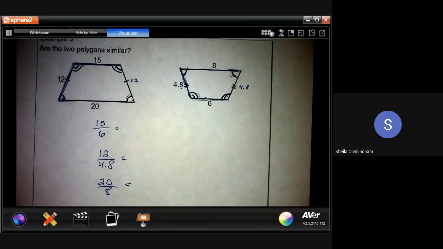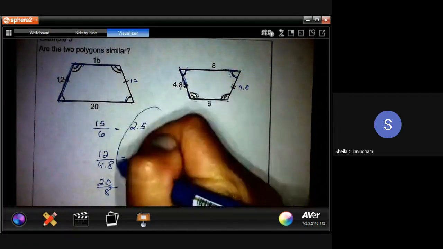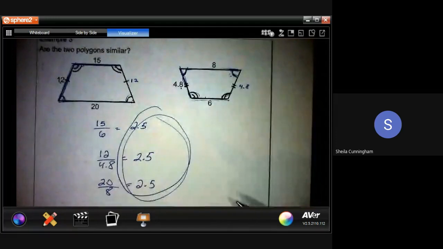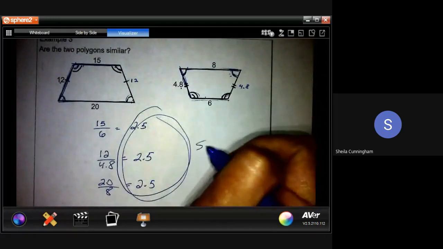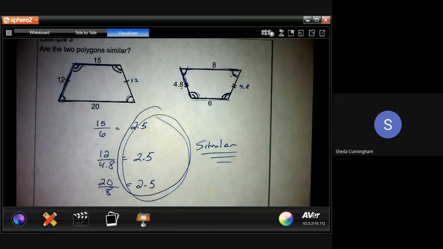Now if I take 15 divided by 6, I get 2.5. If I take 12 divided by 4.8, I get 2.5. And if I take 20 divided by 8, I get 2.5. Because all of these equal 2.5, I know that these two polygons are similar.